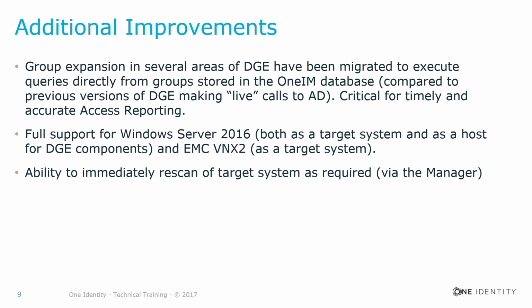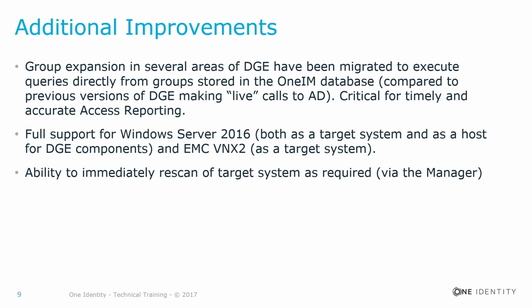It's a lot easier to determine when groups are not expanding correctly. Well, we can just look right in the database to see what information is there. And it'll be as accurate as the last time that a synchronization for a particular domain ran. So this is one area of the product, and we've actually been slowly migrating other areas of DGE. It's not complete yet, but when that's done, everything within DGE that requires group expansion will be getting its primary information from the identity manager database.